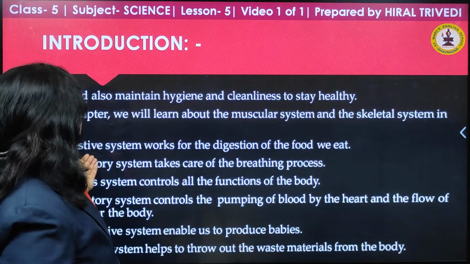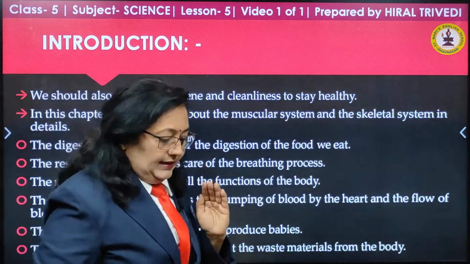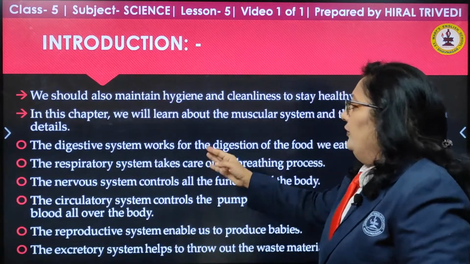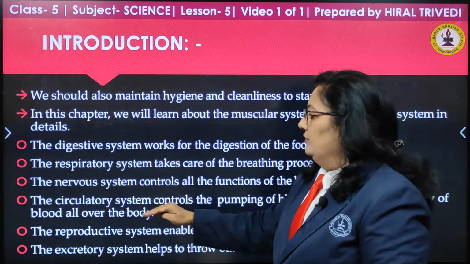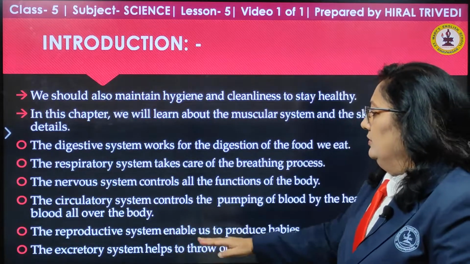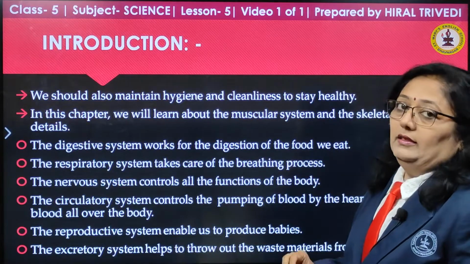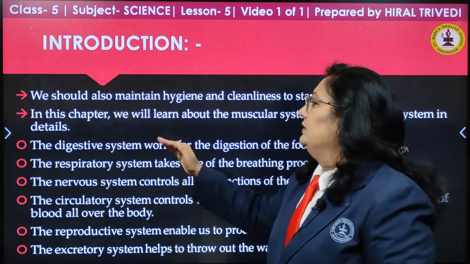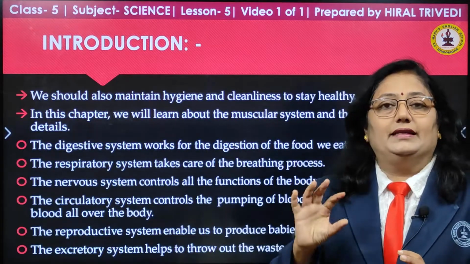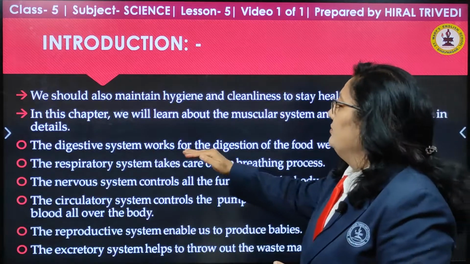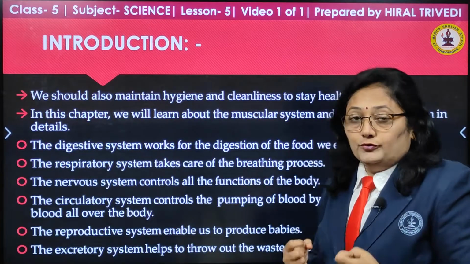So see, here it is written that we learn about the muscular system along with the skeletal system, so that we can talk about the digestive system, respiratory system, nervous system, circulatory system, reproductive system and the excretory system. In our third standard we learned the digestive system. The digestive system figure is drawn and you have to label the names if you remember. What is the main function of the digestive system? It works for the digestion of our food.